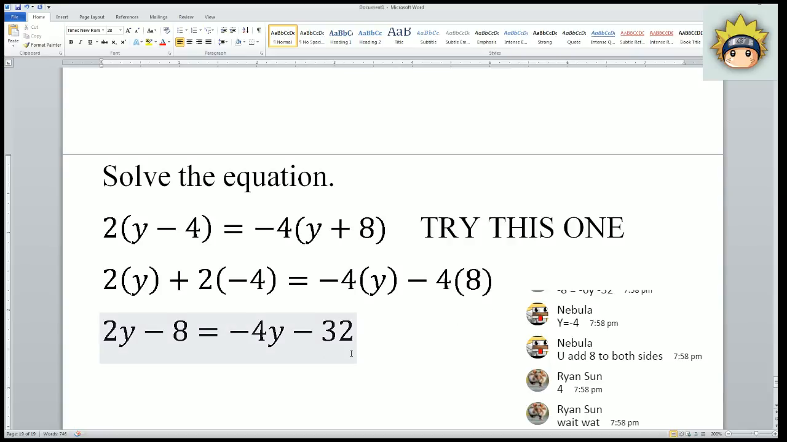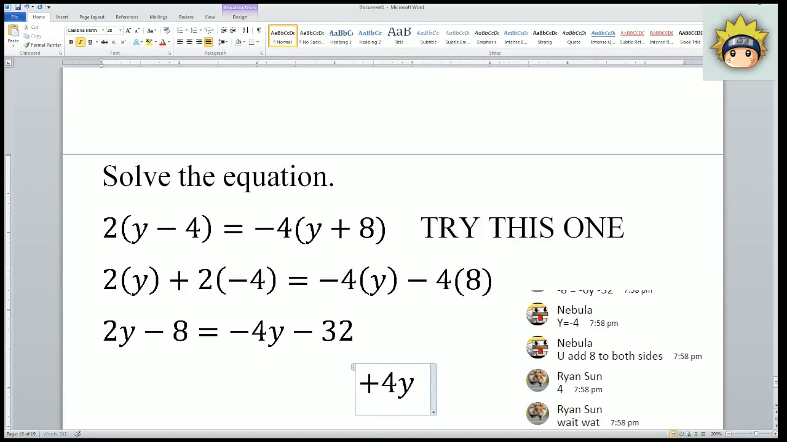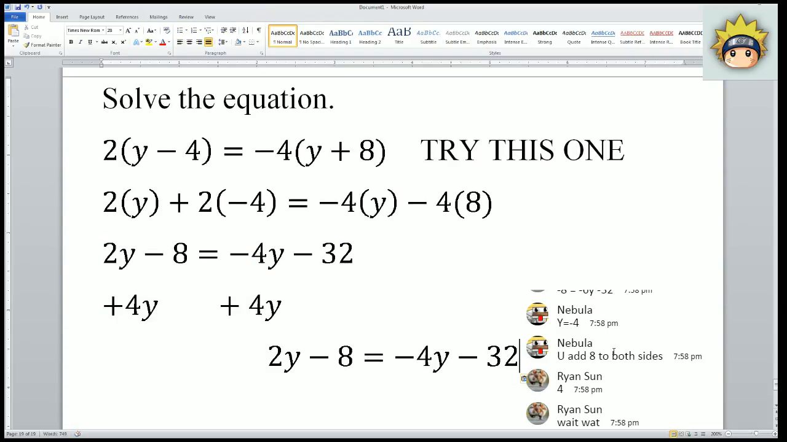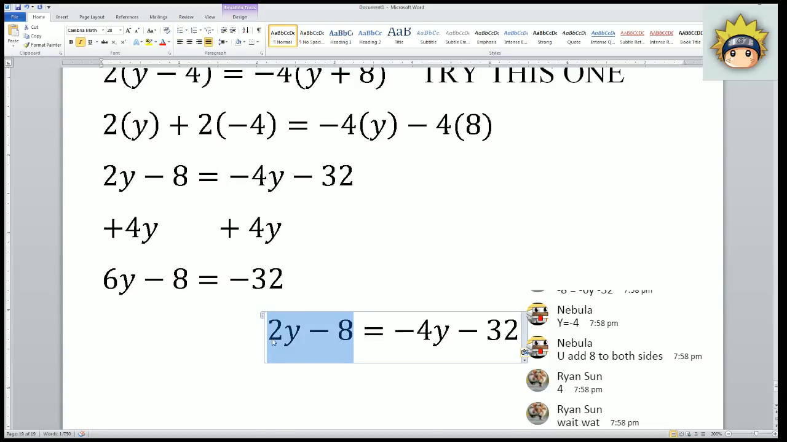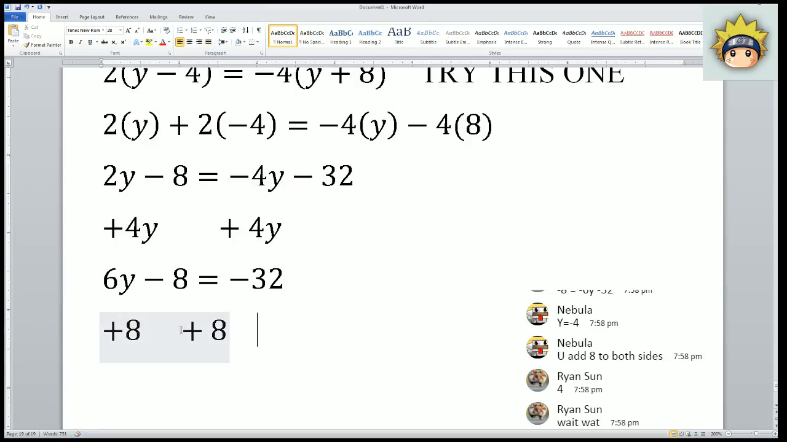Then I add the 4y. Add the 4y. Boom. Okay, after I add the 4y, what happens here? This becomes 6y. Then I'm going to add my 8. Boom.